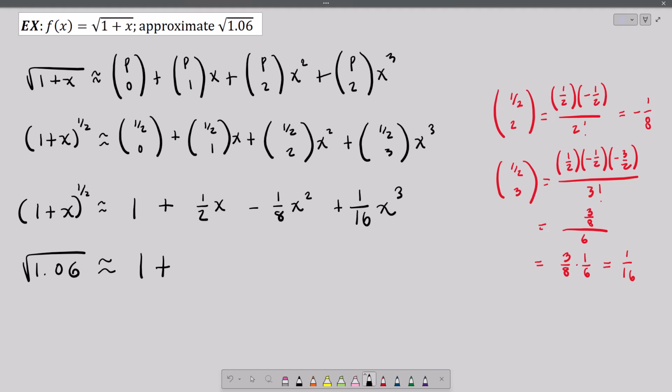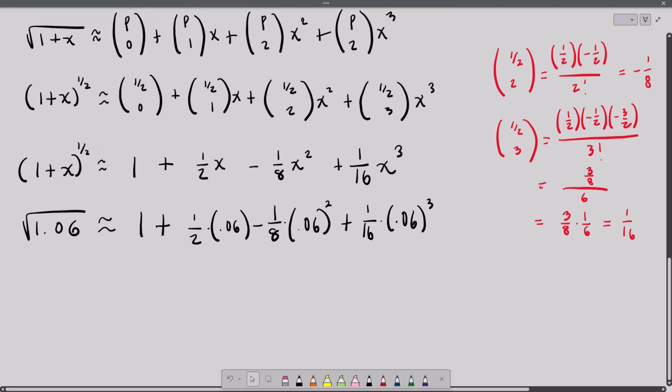No, you are thinking clearly, more clearly than I am thinking. So what is the value of x? 0.06. Right, 0.06. So x is what's getting added to 1. So this is going to be 1/2 multiplied by 0.06 minus 1/8 times 0.06 squared plus 1/16 multiplied by 0.06 cubed. So that is going to be our approximation amount.